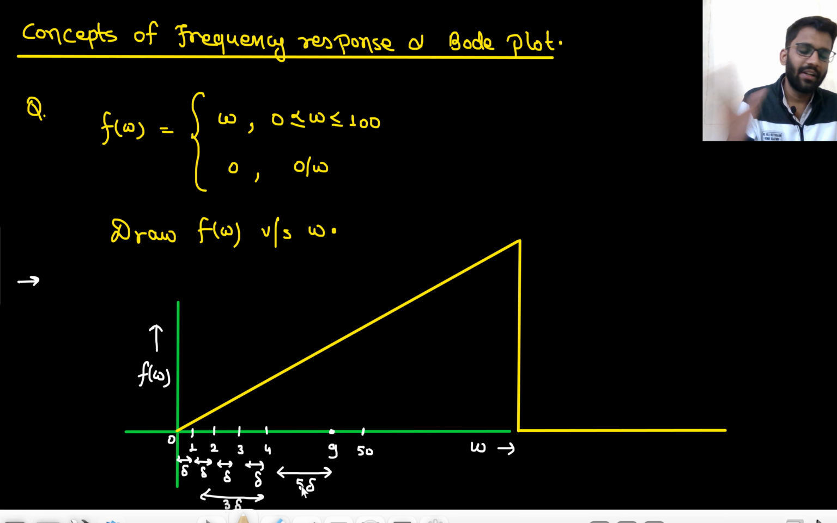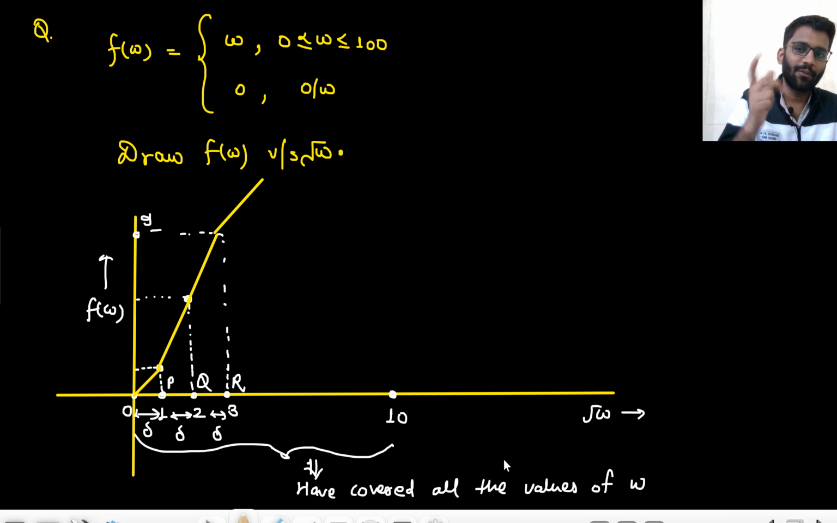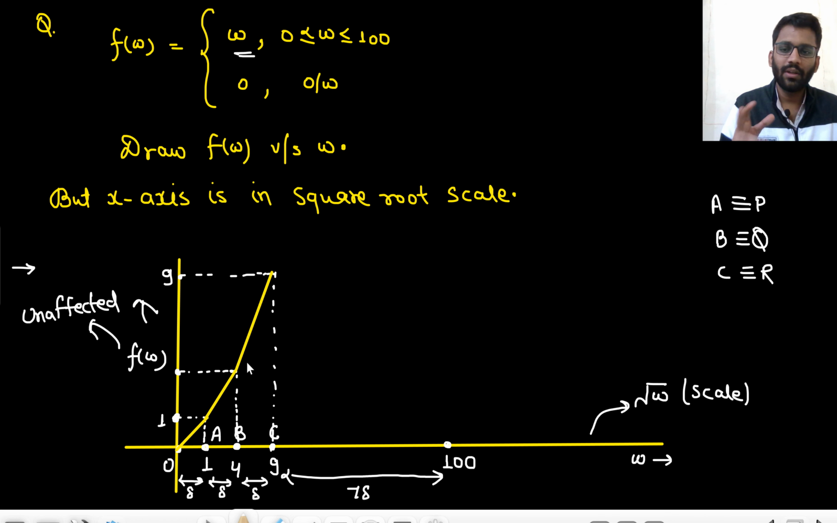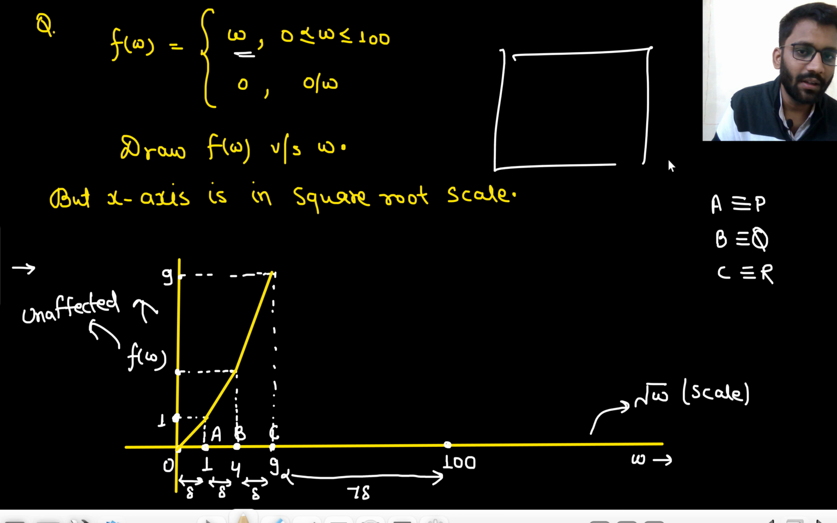Starting from here, we needed 100 points. That is not good, okay? Then we tried to plot f of omega versus root of omega, okay? Then I got to know that if I put root of omega equals 10, I am going till omega equals 100 as well. So in 10 points only, I am getting all my values, okay? So now what I am doing, I am making f of omega versus omega only, but the scaling is root of omega. That means I am making the graph on a root of omega graph.